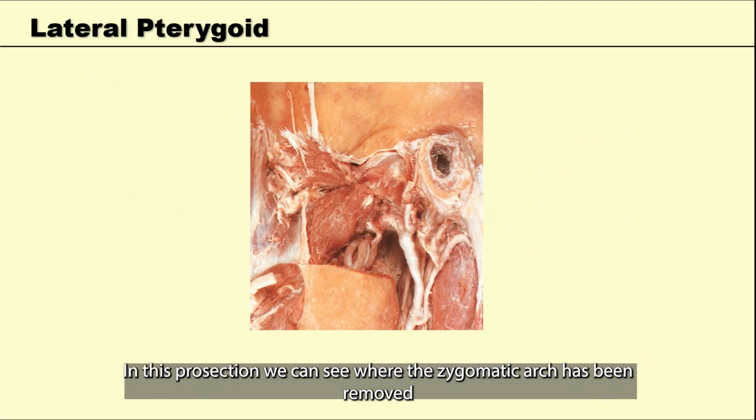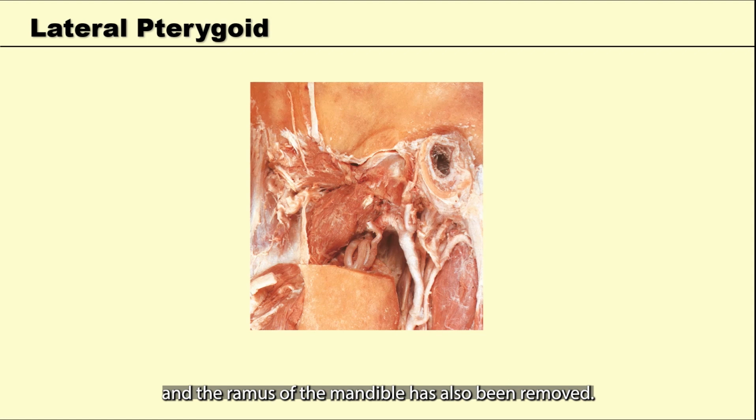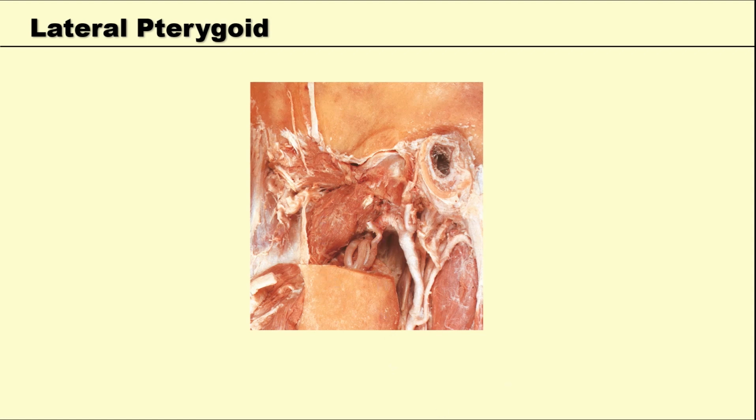In this prosection, we can see where the zygomatic arch has been removed, and the ramus of the mandible has also been removed. And this reveals the lateral pterygoid muscle here.